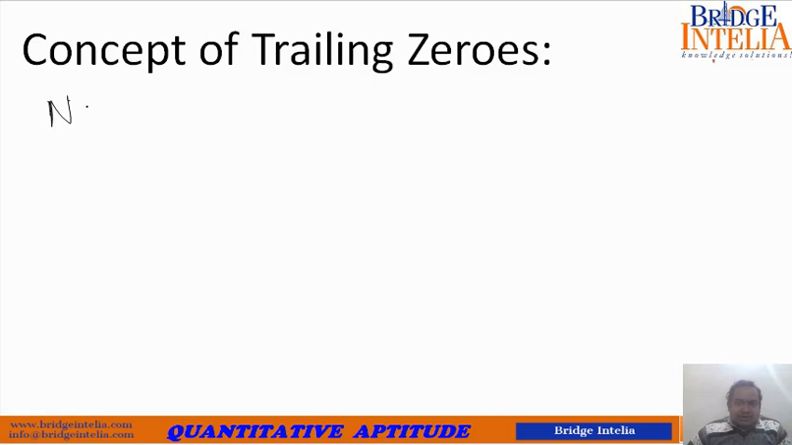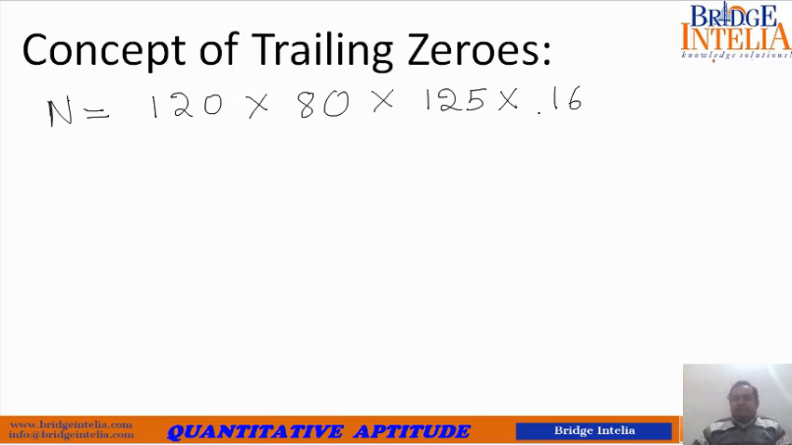So let the product n be the product of, let's say, the numbers 120 into 80 into 125 into, let's say, 16. If the question is how many zeros are there at the end of this number? So 2 zeros are definitely going to be at the end of the number.